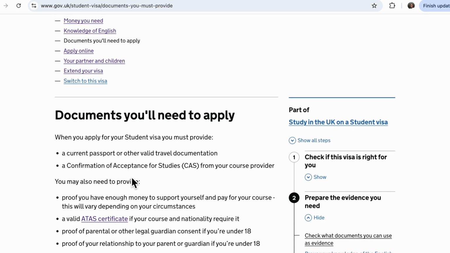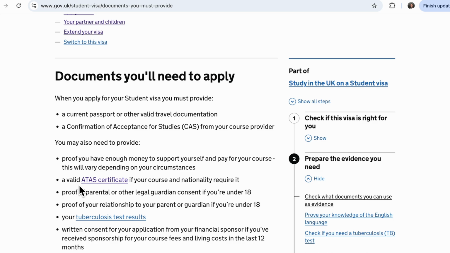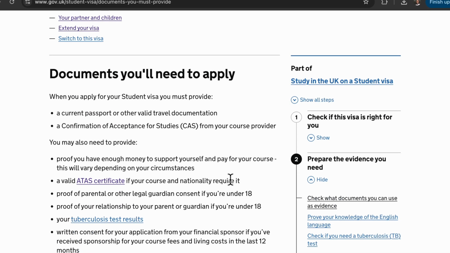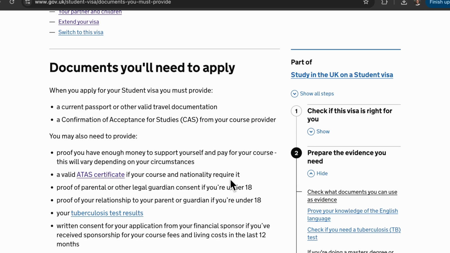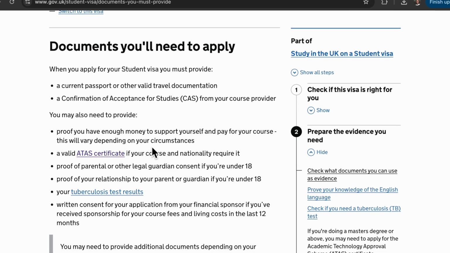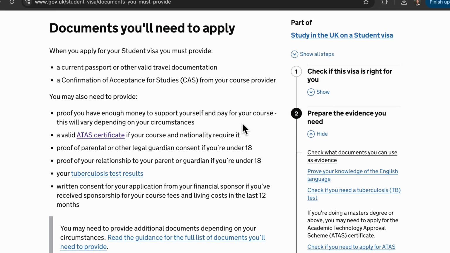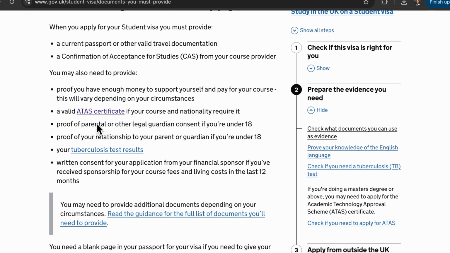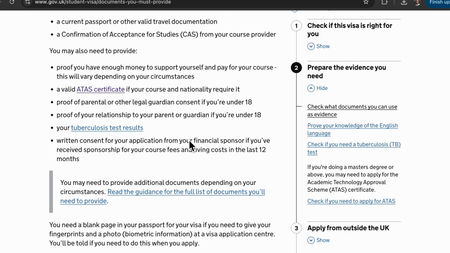Yeah. So when you apply for a student visa, you must provide a current passport or other valid travel documentation. We're coming back to this. This is the most important part as long as you're a student: a confirmation of acceptance for studies from your course provider. We're getting back to this, right? You must also prove you have enough money. We talked about the money one. A valid ATAS certificate if your course and nationality require it. So you can check if your course or nationality require it. Proof of parental or other legal guardian consent if you are under 18.